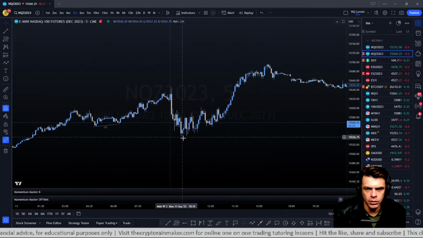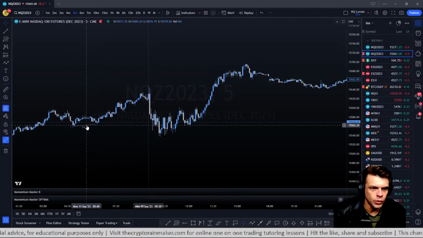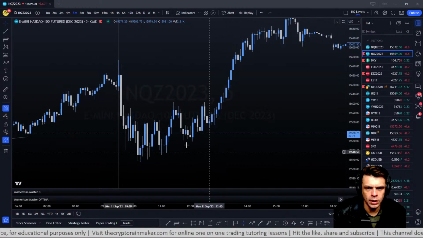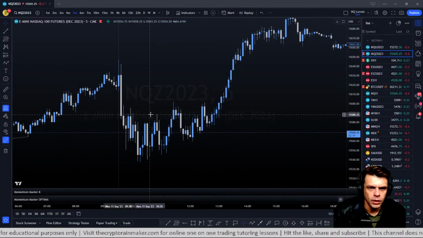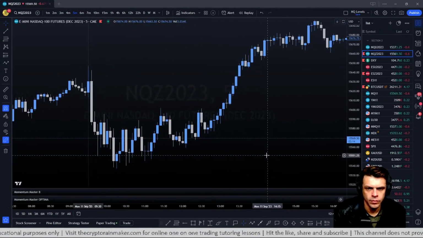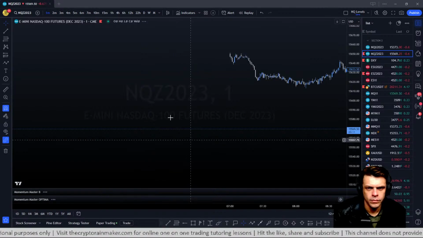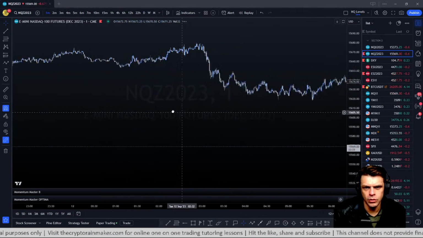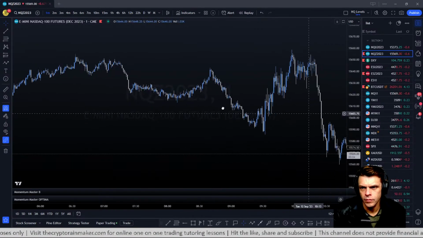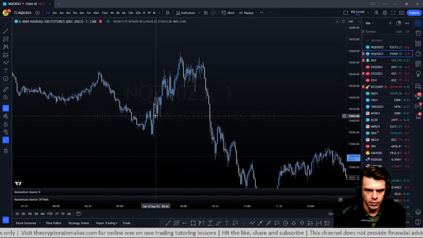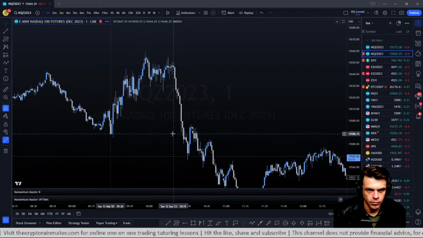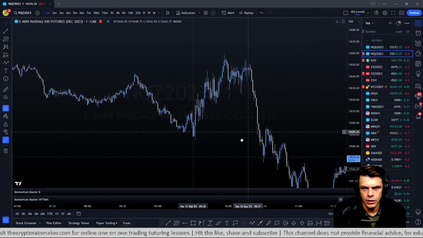So right at the open, moved into the liquidity, and then it chopped around a little bit, and then there was a slight little bit of a market structure shift. I want to quickly see something on the 1 minute. Okay, so this is on the 1 minute.